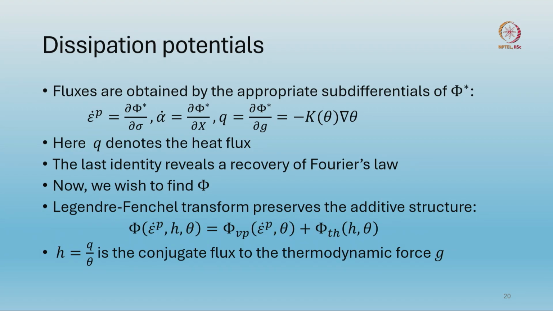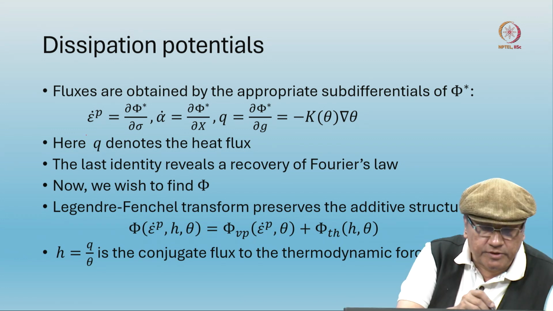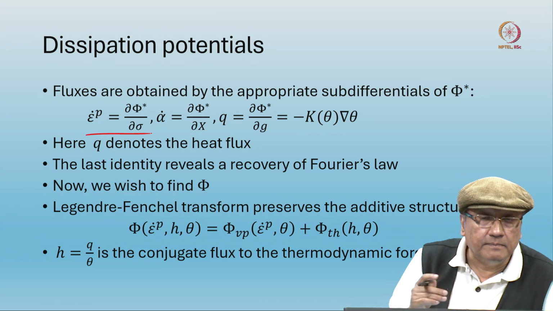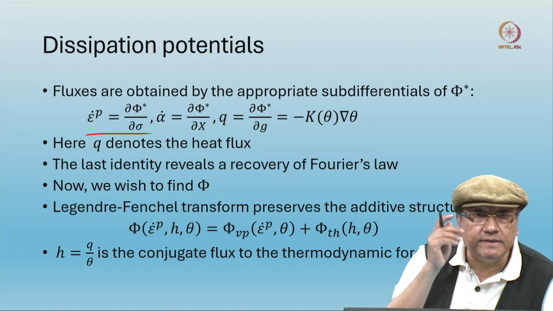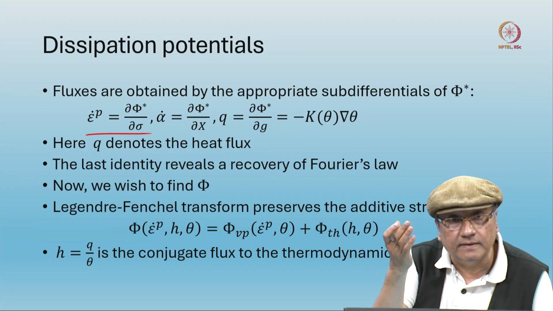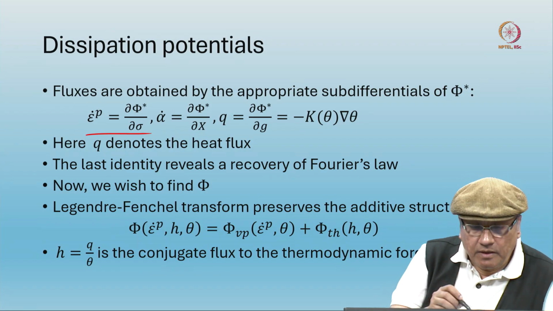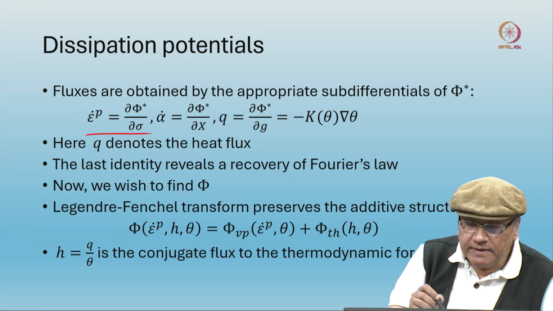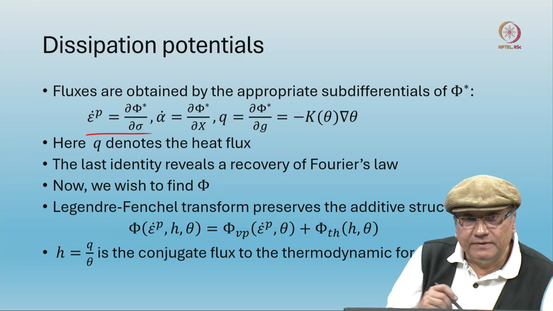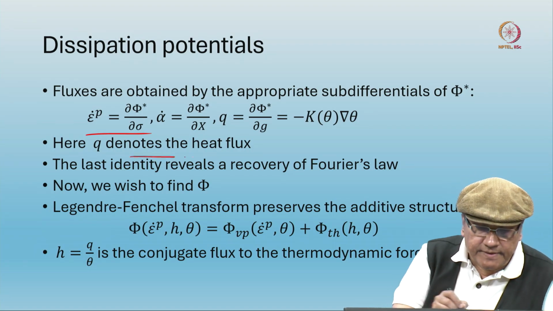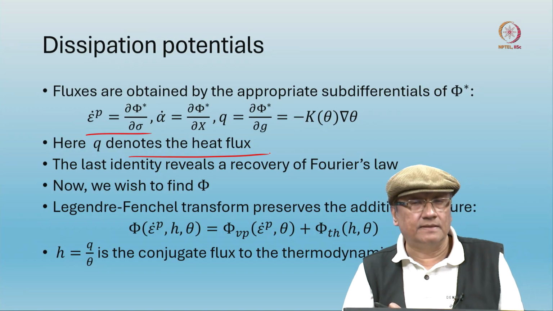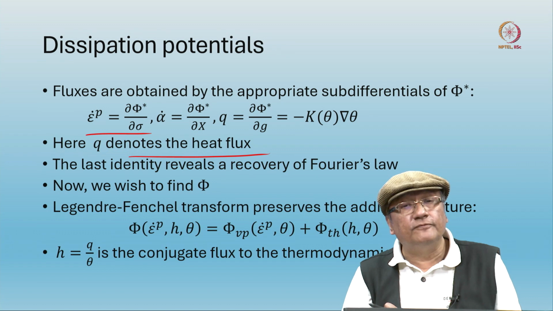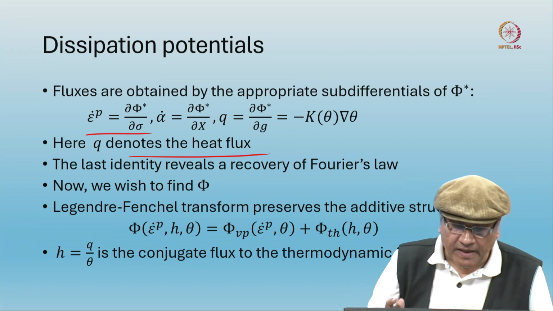Now, let us talk about the dissipation potentials. The fluxes are obtained by the appropriate subdifferentials. These are very simple things that we have been discussing for a long time, but here there are multiple variables, multiple forces. So epsilon p dot is the subdifferential of phi star with respect to sigma. Alpha dot is the subdifferential of phi star with respect to x. Q is the subdifferential of phi star with respect to g. Q here is the heat flux, which is the generalized flux corresponding to the thermal force, which is minus grad theta by theta.